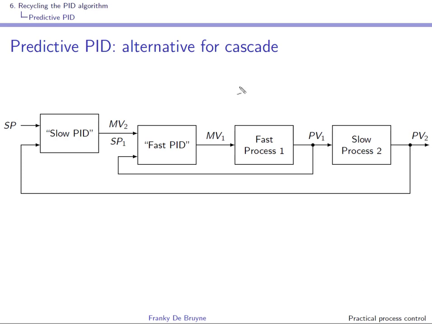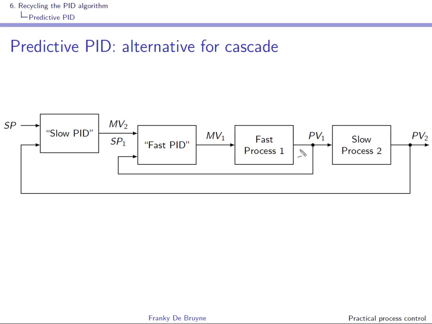Remember that in a cascade you have to tune 2 PID controllers and you have to implement this interlock strategy, which could sometimes be heavy, so an alternative is sometimes used. Remember that one of the reasons to use a cascade is that if you have a load disturbance over here, with a cascade control, this will be immediately detected on PV1 and the inner loop will react.